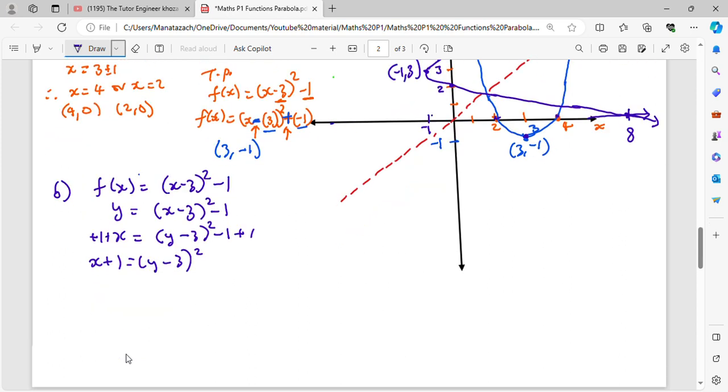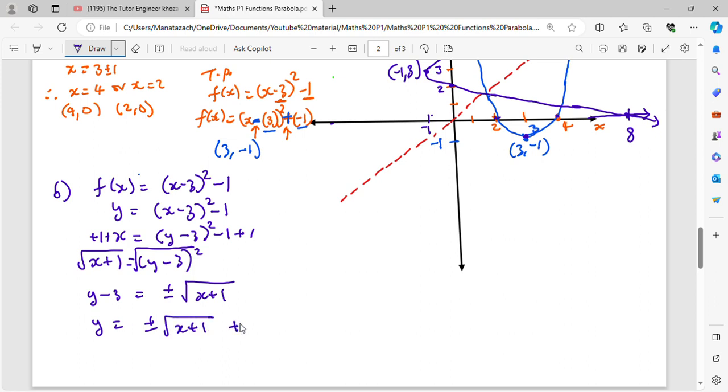Then you can start solving for y from here. Put a square root on both sides, then you'll have y minus 3 is equal to plus or minus the square root of x plus 1. Then take 3 to the right-hand side. So this is your inverse, f inverse of x.